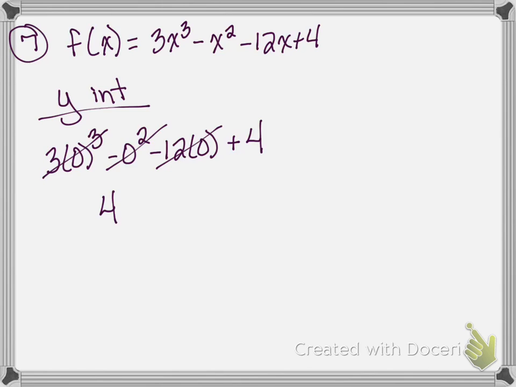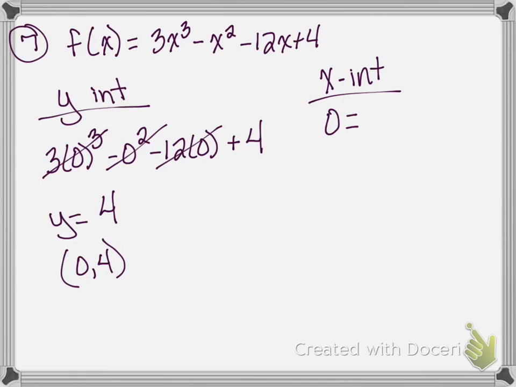Now you can leave that as y equals 4, or you can write 0, 4. It does not matter to me. It's completely fine. For my x-intercepts, I set this function equal to 0. So I have 0 equals 3x to the third minus x squared minus 12x plus 4. And I'm going to factor. I can factor this by grouping.